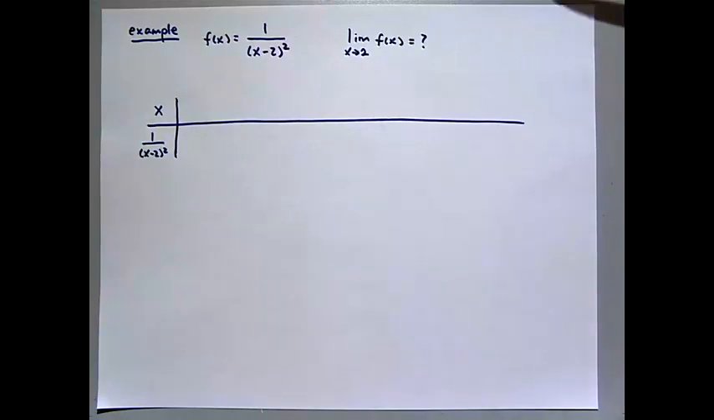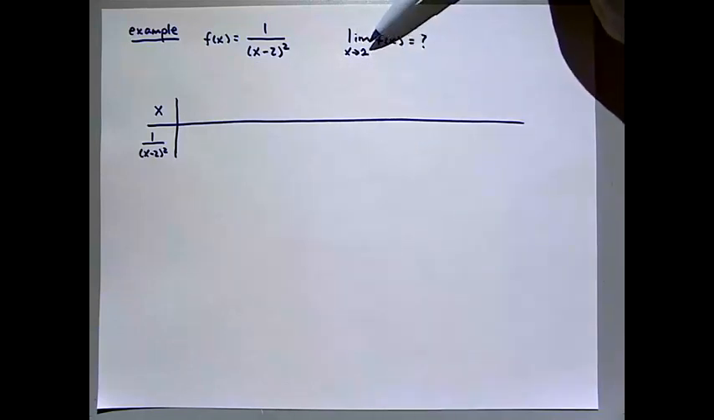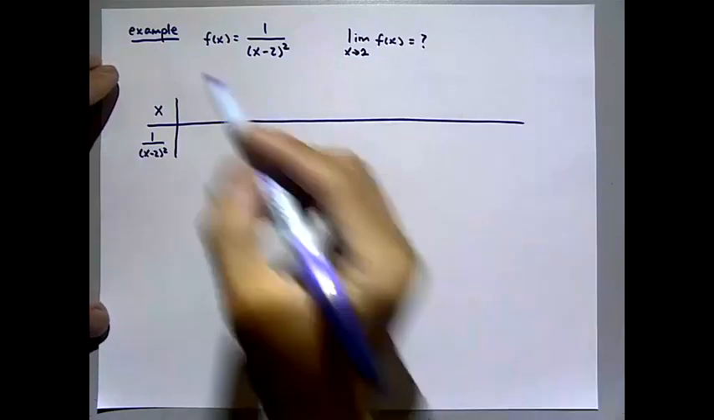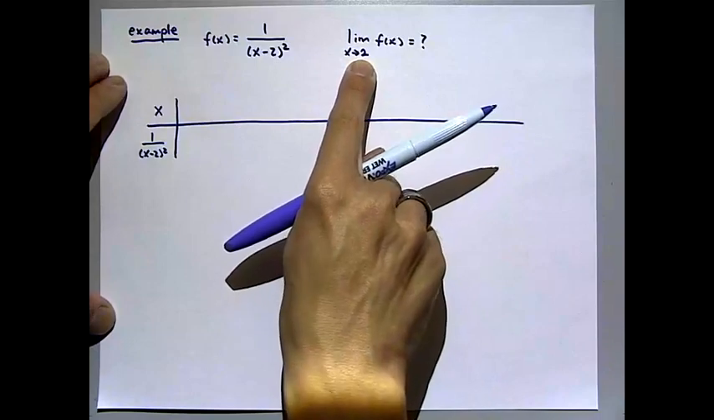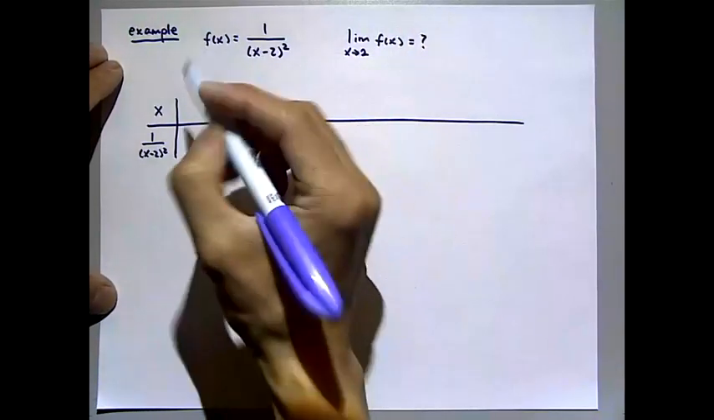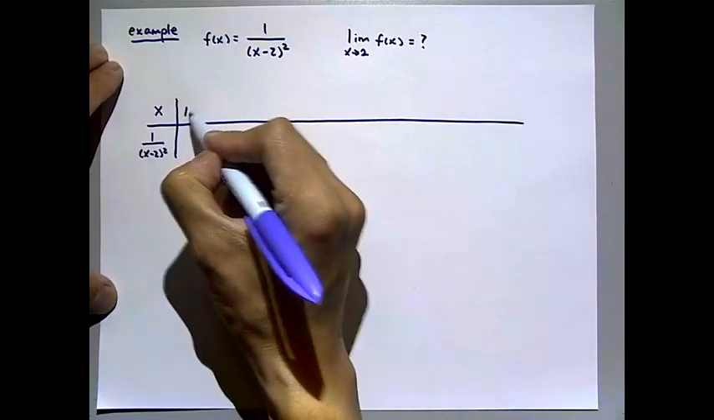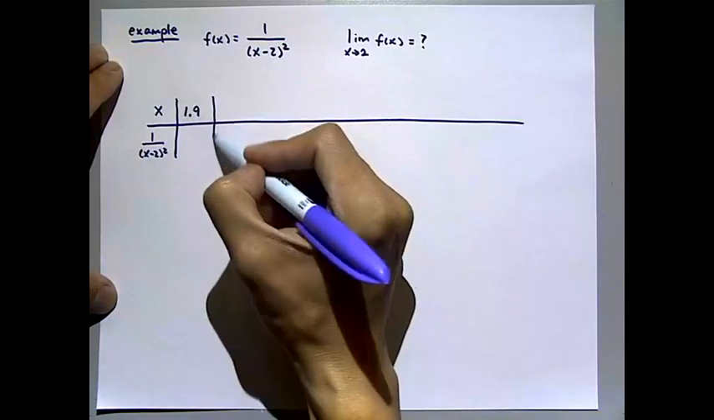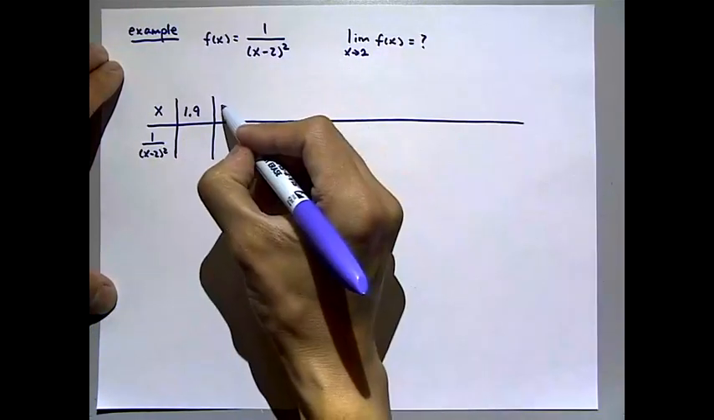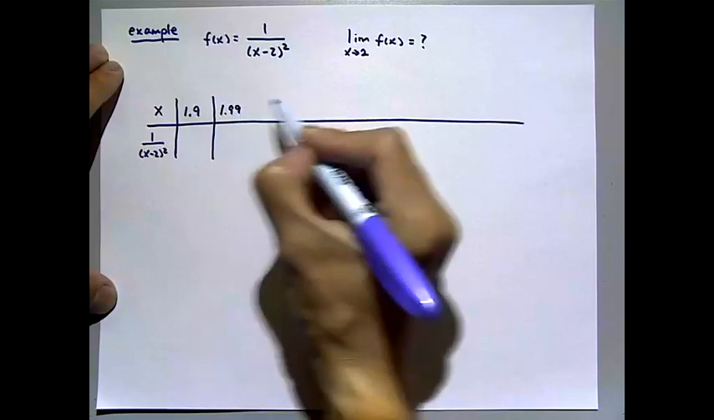I like to choose 4 values on each side of the target, but you could get away with maybe 3, maybe even 2, depending on what the function looks like. But for my examples, I'm going to use 4 values on each side of that target. I can approach the number 2 from the left side, something smaller than 2. So let's say we start at 1.9. And that puts me at 0.1 away from the target. Then, like last time, I'll cut the distance by a factor of 10 each time.